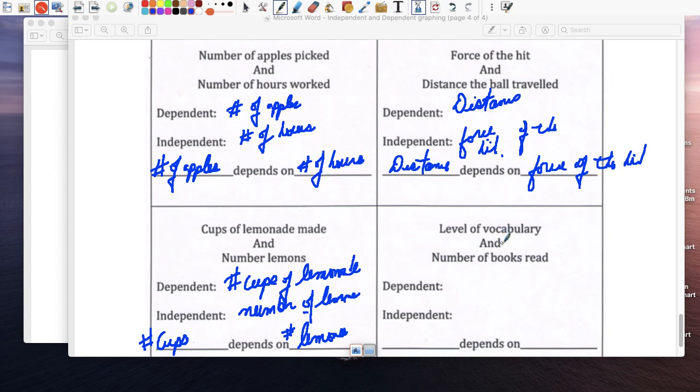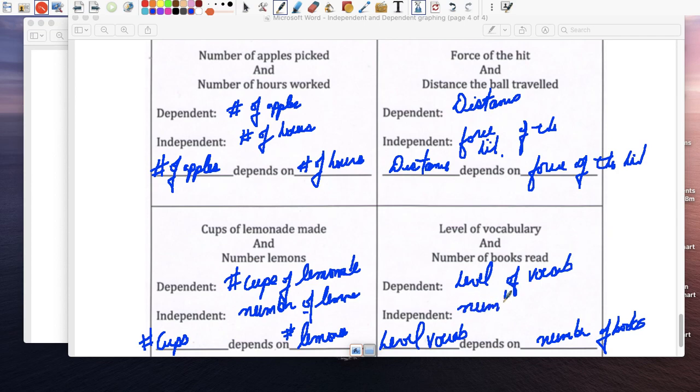Last one, level of vocabulary and the number of books read. I think your level of vocabulary will depend on the number of books you read. So the dependent is your level of vocabulary, and the independent is the number of books that you read.